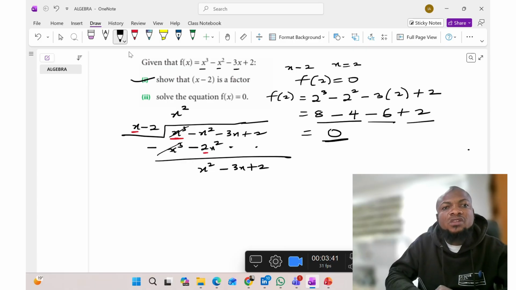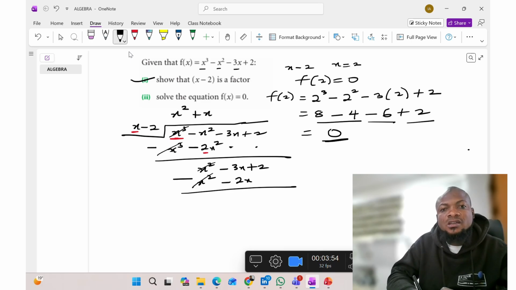Again, x squared divided by x is what? Plus x. So x times x is x squared. x times minus 2 is minus 2x. You subtract again, okay? This cancels out this. This is now positive 2x. Then this is minus x plus 2. Again, minus x divided by x is minus 1, okay? Minus 1 times x is minus x. Minus 1 times minus 2 is plus 2. When you subtract this, of course, you get 0.